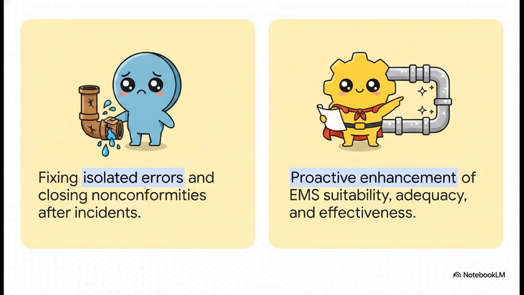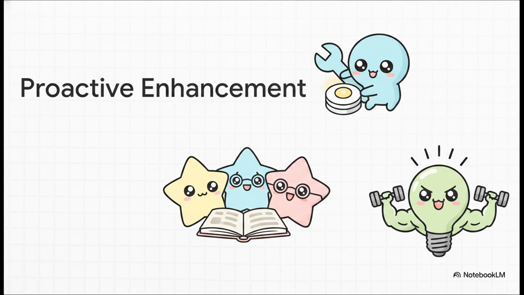Continual improvement, as A3 clarifies, is proactive. It's the strategic enhancement of the system's suitability, adequacy, and effectiveness. It's not patching the leak, it's entirely redesigning the plumbing so the leak literally can't happen again. Because here's the thing, continual improvement does not mean every single environmental metric like waste tonnage or whatever has to magically drop every single year. Sometimes, maintaining stable performance is the improvement, provided they're boosting the system's underlying capability.